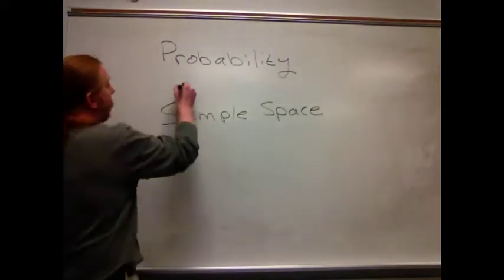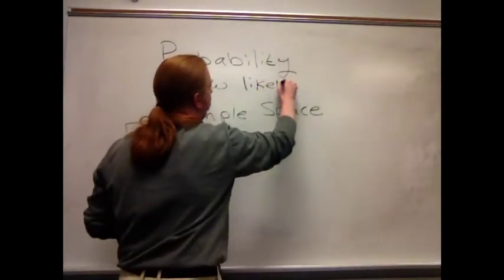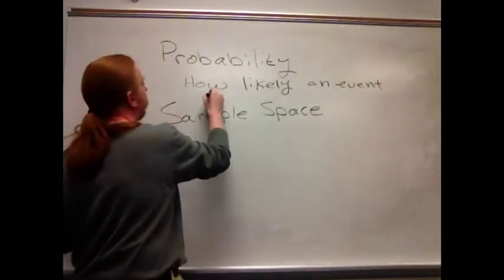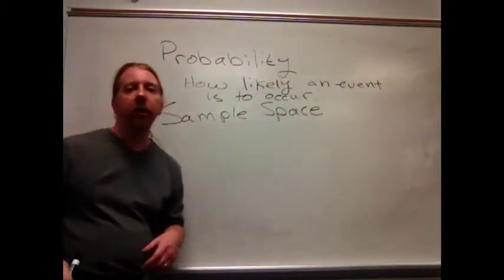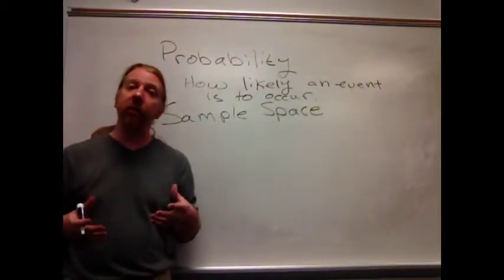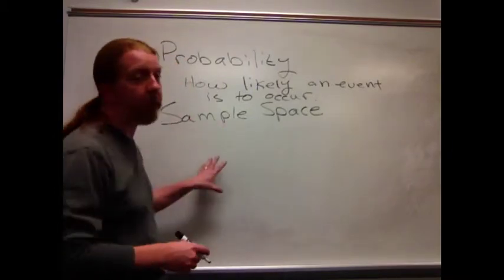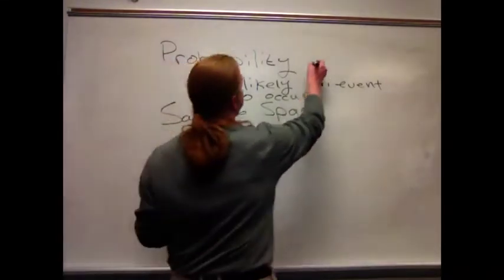Probability is the measure of how likely an event is to occur. So it's a calculation. It's a value we assign to say this event is likely, this event is unlikely. Now, a word about probability. Probability will always range between 0 and 1.